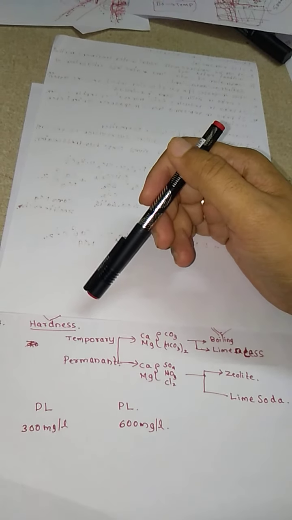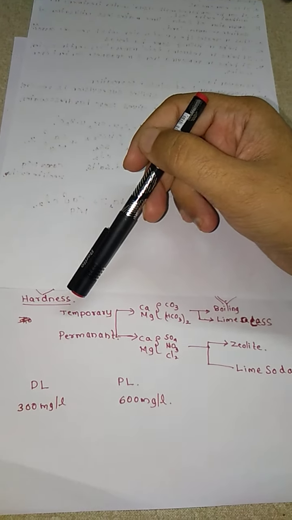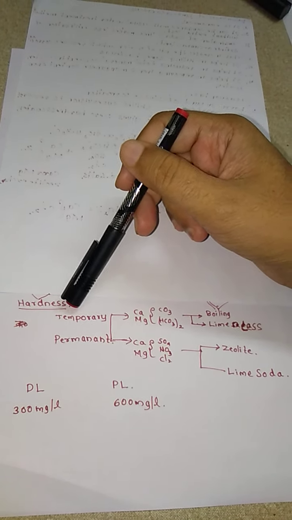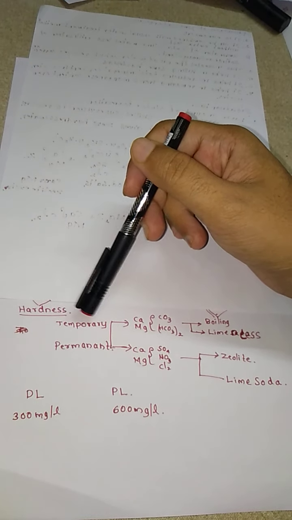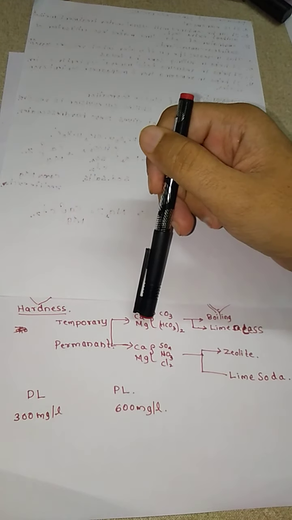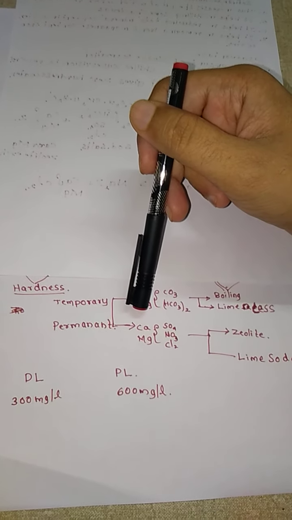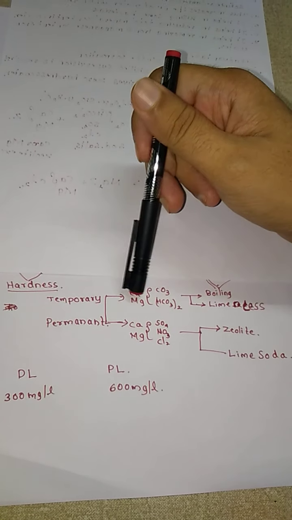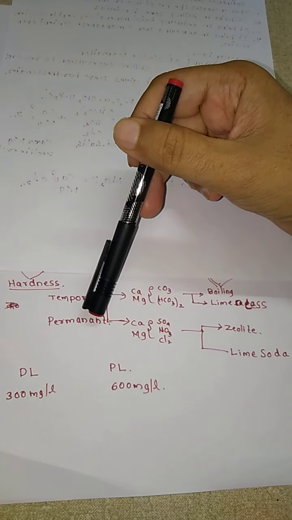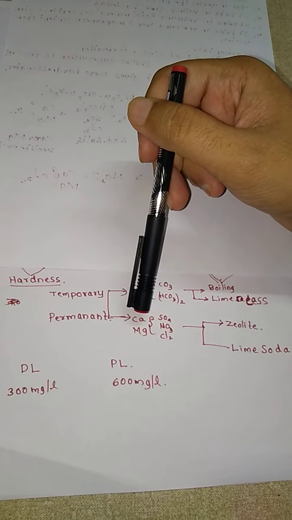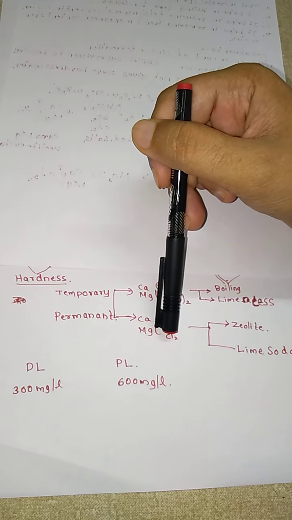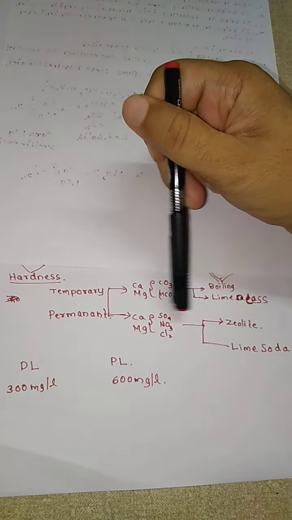Now the next parameter is hardness. We have discussed this in your miscellaneous treatment, right? Here we have two types of hard water: temporary hardness and permanent hardness. Temporary hardness is caused by the presence of calcium and magnesium associated with carbonates and bicarbonates, and permanent hardness is caused by the presence of calcium and magnesium associated with sulfate, nitrate, and chloride.